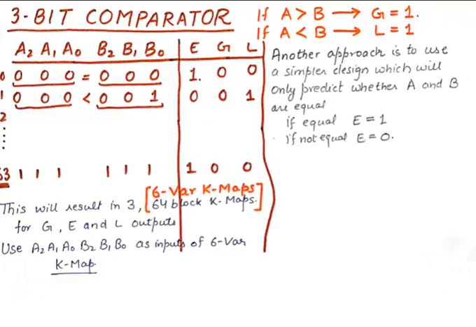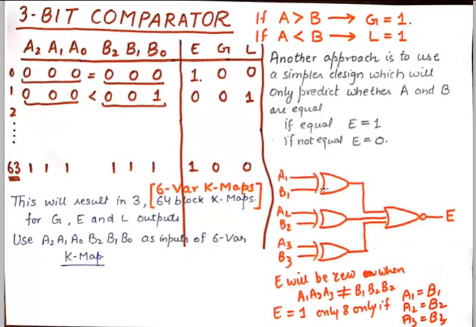And another approach is to use a simpler design which will only predict whether A and B are equal. So if A and B are equal, E should set itself to 1, and if they are not equal, it should set itself to 0. And that could be easily implemented using a combination of XOR gates. So I've taken up 3 XOR gates.